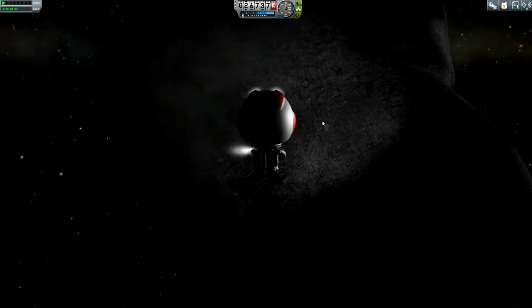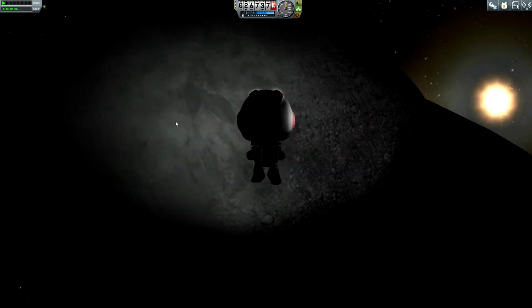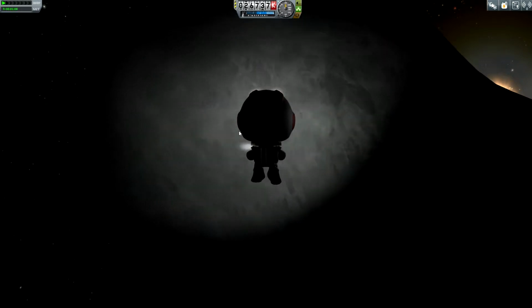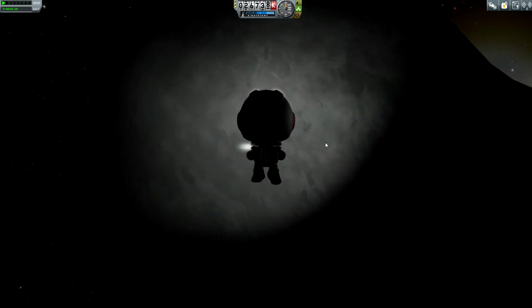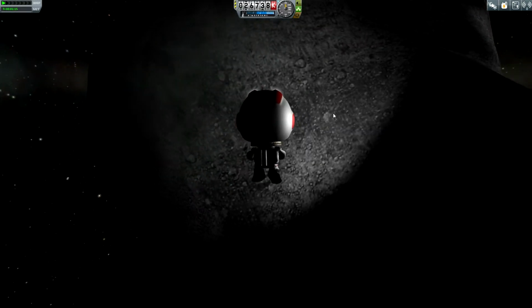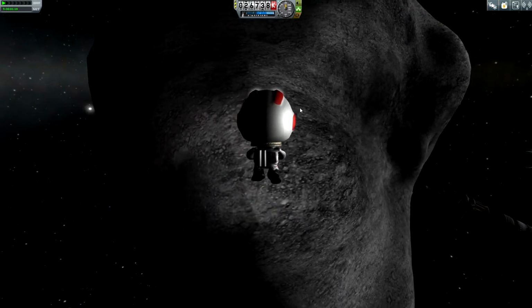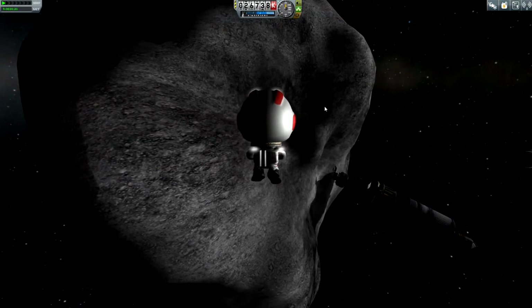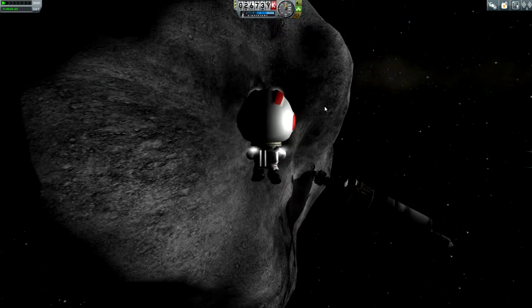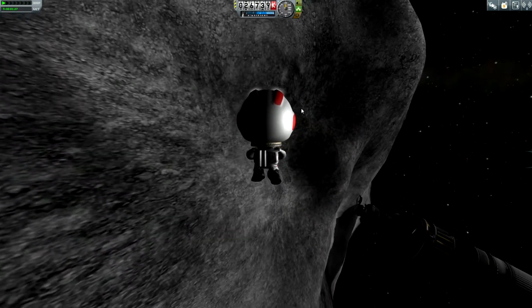So, what do we have over here? It has a rocky side over here, and then it has a smoother and more icy side over here. This asteroid has the exact same composition as the asteroid that is currently orbiting around the moon, and this is pretty cool. But I'm really concerned about the idea of capturing it.